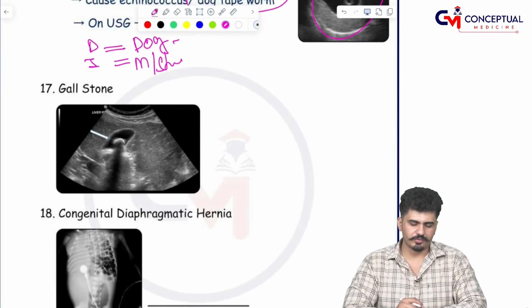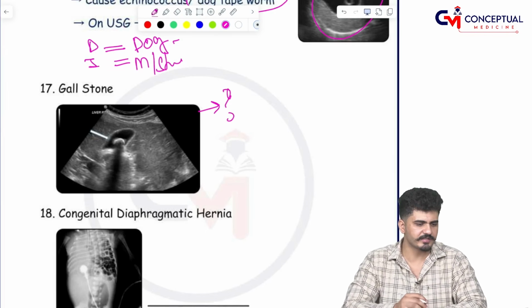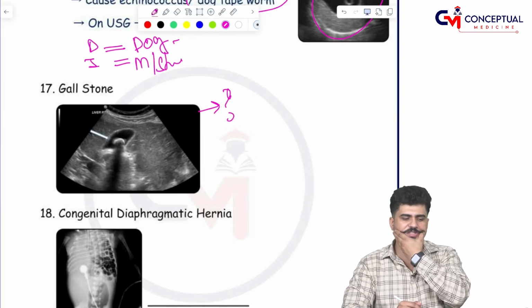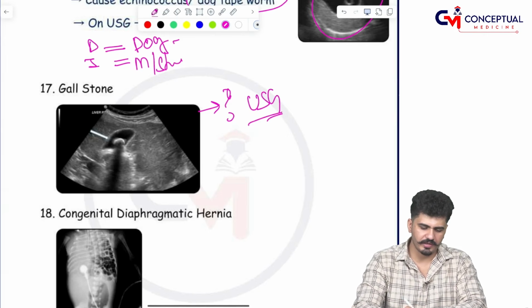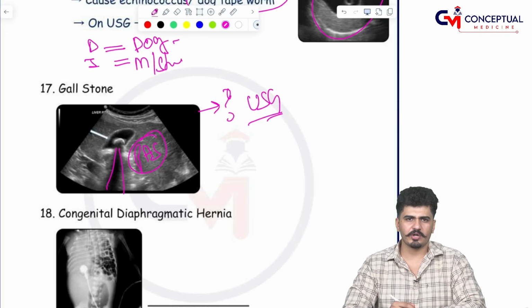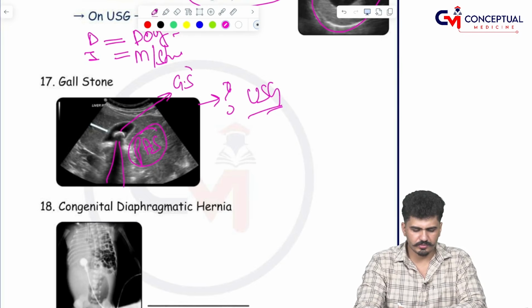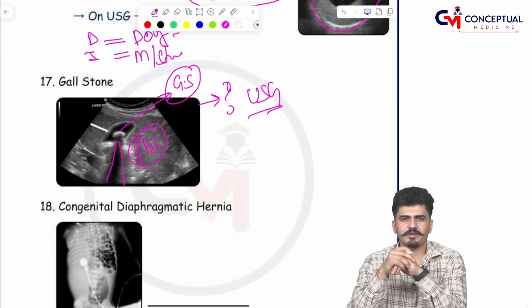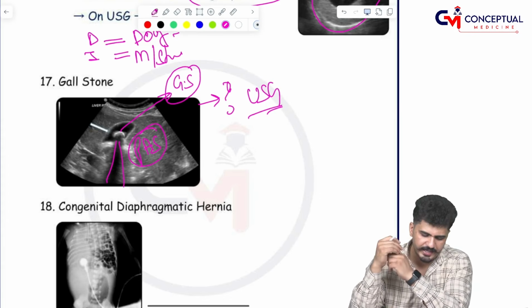Now my dear friends, gallstone. Can you identify the investigation which is shown in the image right here, sir? This is ultrasonography, and this is something called posterior acoustic shadow. If posterior acoustic shadow is present, that means this is a radiopaque gallstone. So this is the investigation of choice in case of gallstones. In radiology, just this thing you need to know and you are good to go.